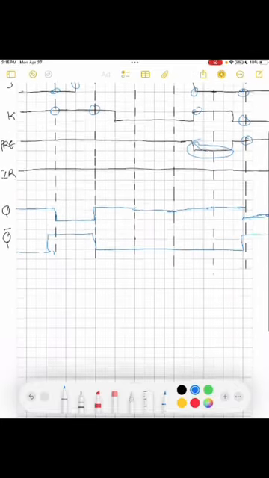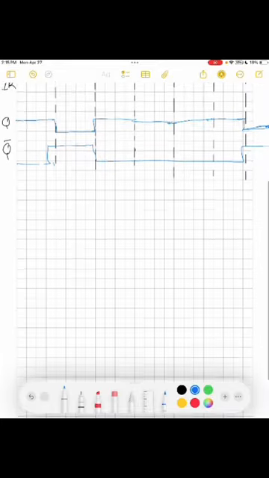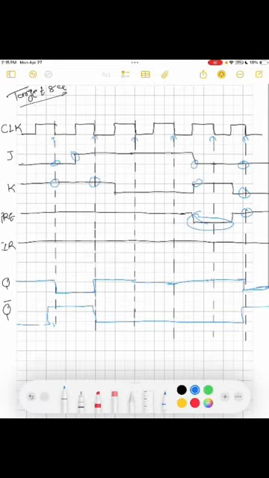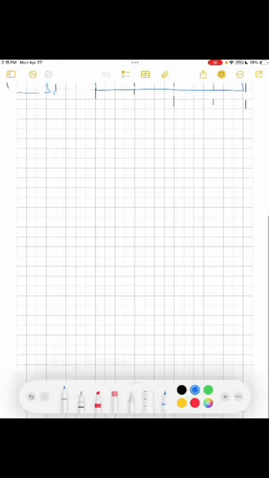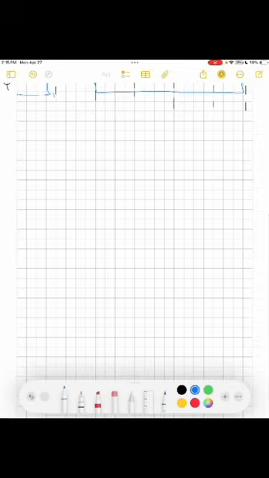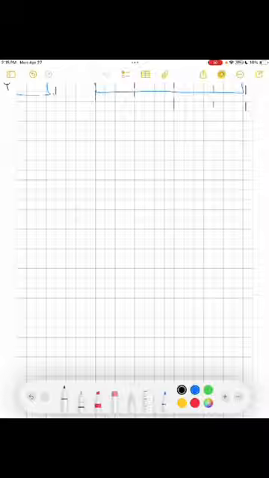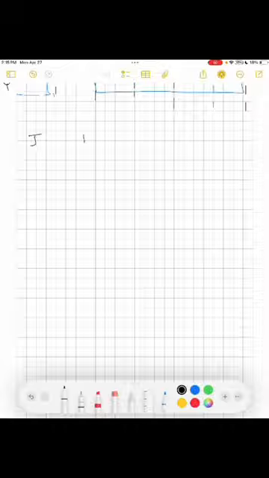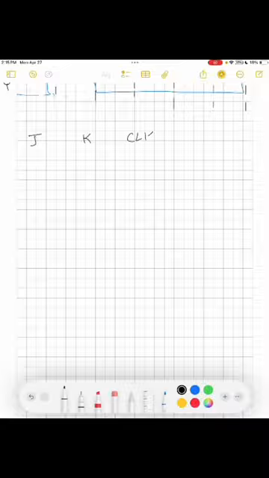So now we can build the characteristic table for this diagram. So here we can put the J, K, clock, Q(t+1) and mode.